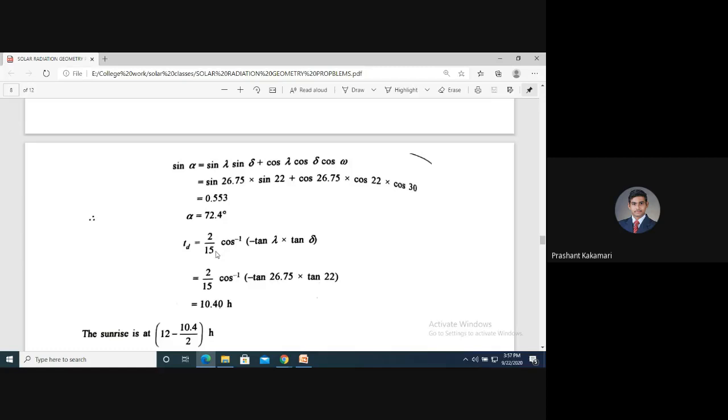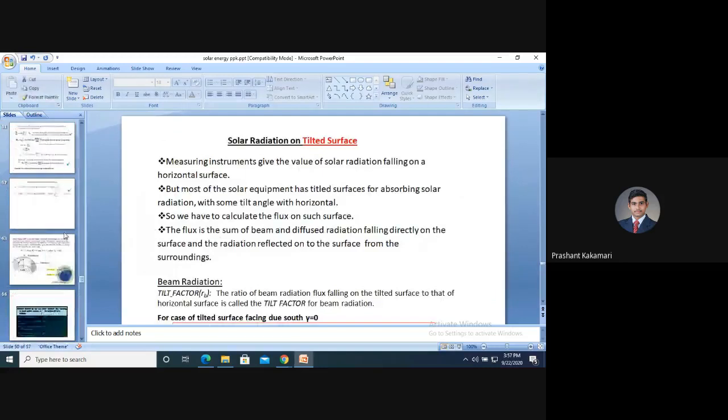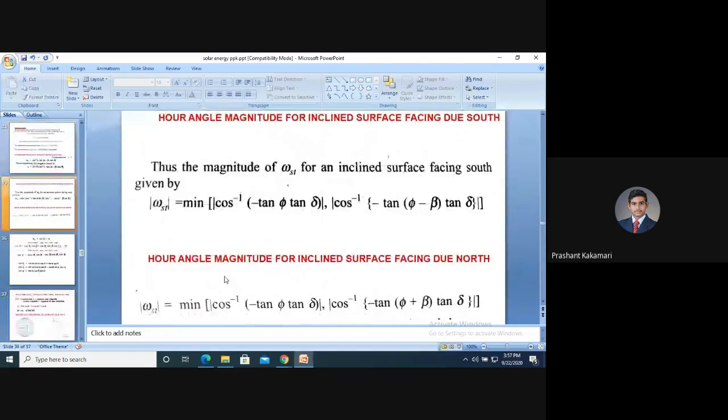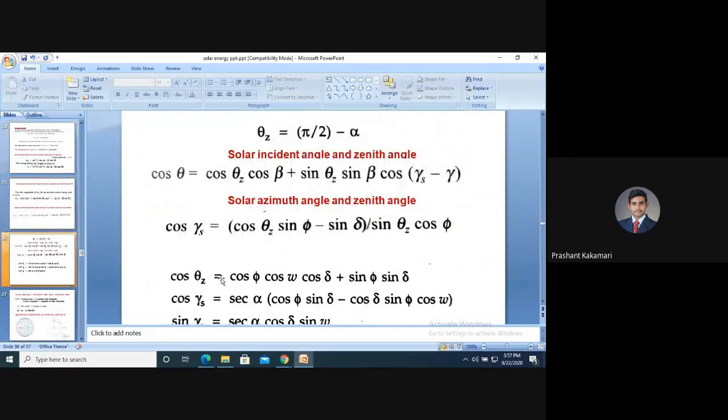One more method to find alpha is to go by these equations. You can find the zenith angle: cos theta z equals cos phi cos delta cos omega plus sin phi sin delta. Then from cos theta z, the zenith angle, take 90 degrees minus the zenith angle and you will find the altitude angle. So any one of the methods you can follow to find the altitude angle.